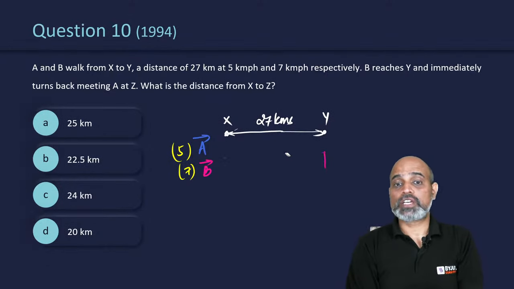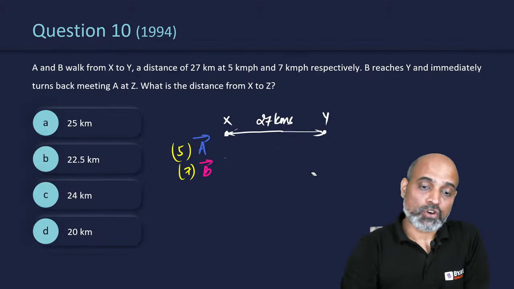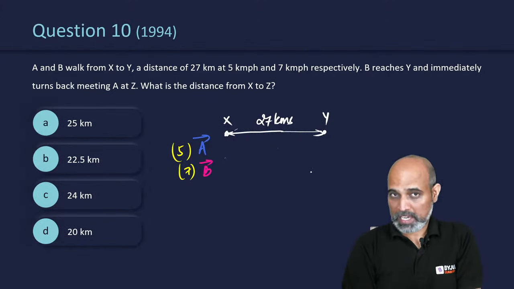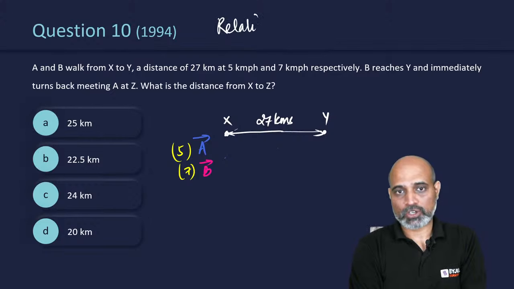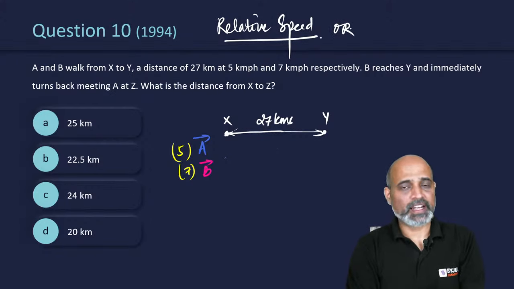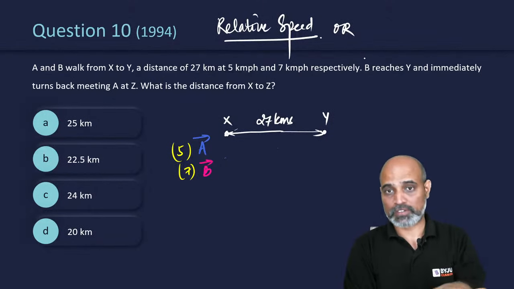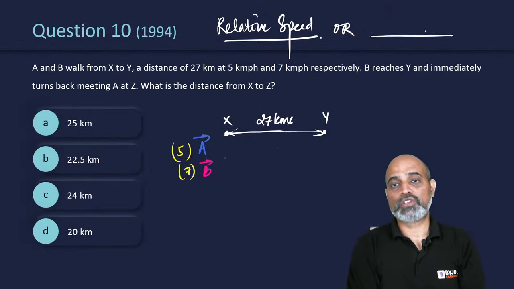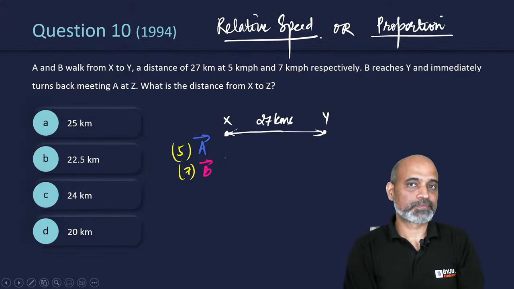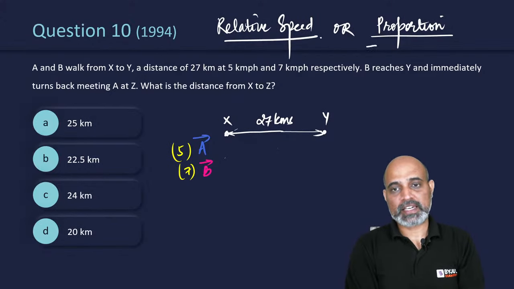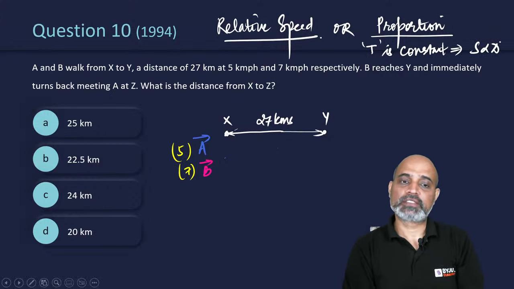Now this is a question which is based on a concept which some of you may have learned, which is known as the relative speed ka concept. If anyone has not learned relative speed, never solved it using relative speed, there is another very simple way to solve this. This is the scenario where we can solve using proportion. ये ratio and proportion के concept में आता है. In the case of proportion, we say that when time is constant, speed is directly proportional to distance.